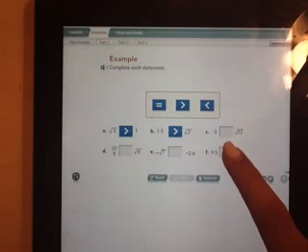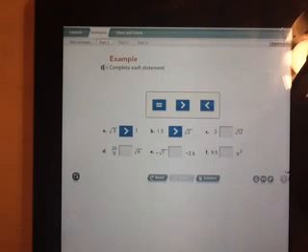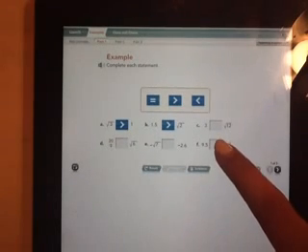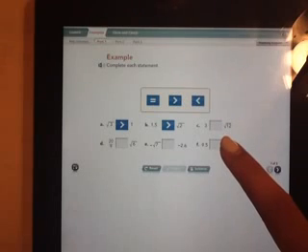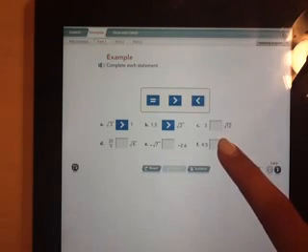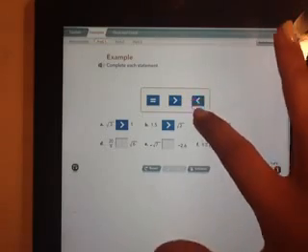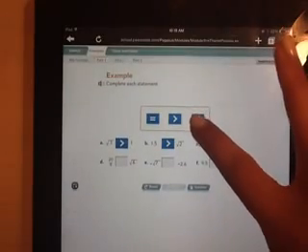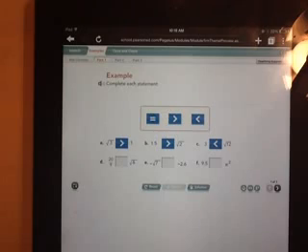Okay, going on to C. The square root of 12. Square root of 12 is approximately 3.46. So 3.46 is greater than 3.